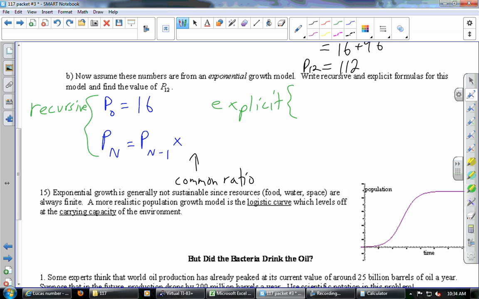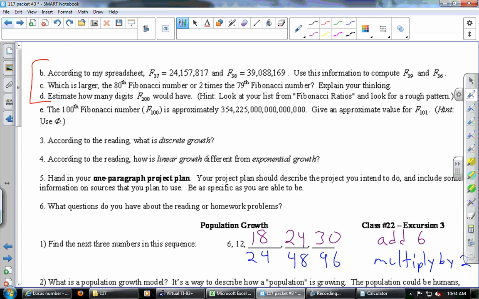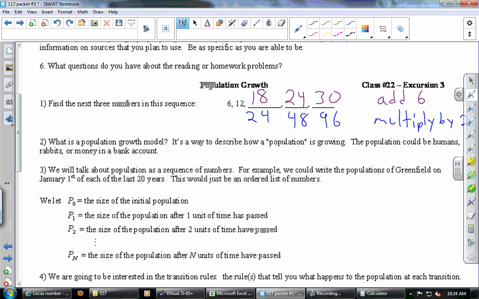So let's think about that common ratio. First, the word ratio. Is it add, subtract, multiply, or divide? It's divide. That's what the word ratio means. It means divide. Go back to the very first problem we did here. Look at the blue numbers, 6, 12, 24, 48, 96. What did we multiply by every time? It was 2. Yes, multiply by 2 every time.